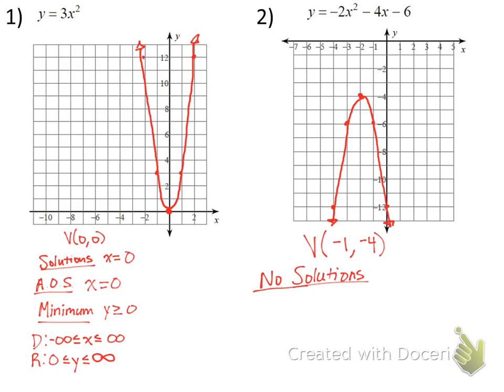Then we're going to ask ourselves, what's the axis of symmetry? Okay? So we start with x is equal to, always for axis of symmetry, go to the first number of the vertex, negative 1. Put that right here.